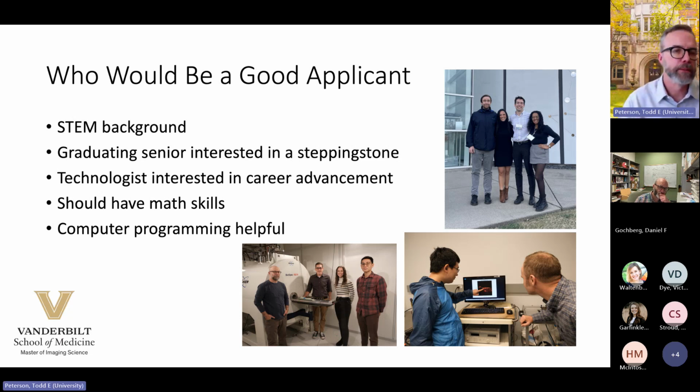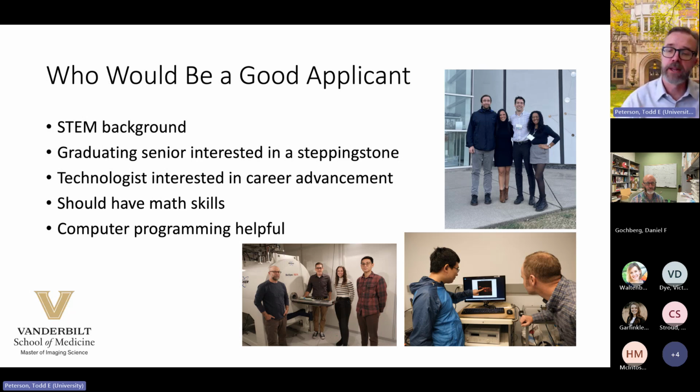You might be a graduating senior who's interested in using a master's program as a stepping stone. Maybe you're not quite certain if you want to go to medical school or to undertake the lengthy commitment of a PhD, and want an opportunity to do some advanced study and get a feel for what that's like and being involved in research. Or it could be someone who's working in the clinic as a technologist, who's interested in the possibility of a career advancement or moving into research and learning about other imaging modalities.